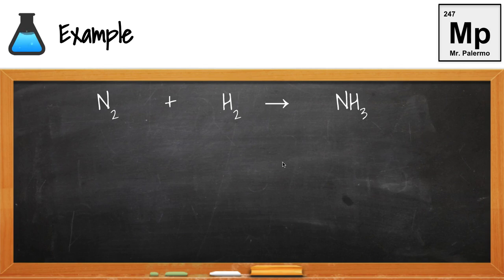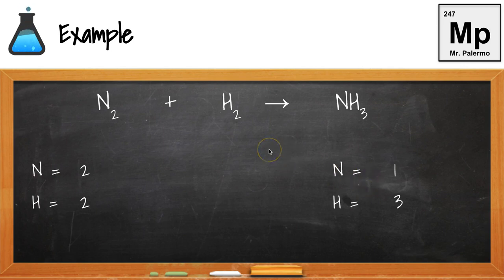So let's see an example. Initially, in this reaction, if I want to see if it's balanced, I want to look and see how many atoms I have of each type on both sides of the reaction. So on the left side, I have 2 N's and 2 H's. On the product side, I have 1 N and 3 H's. So obviously that's not balanced.